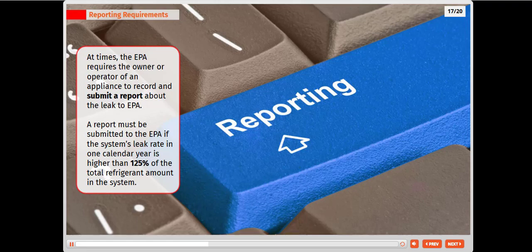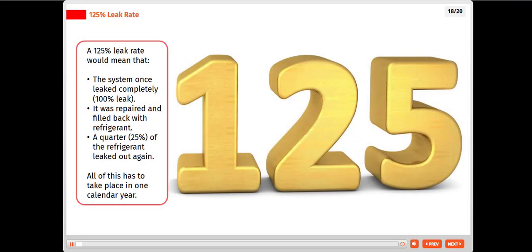A report must be submitted to the EPA if the system's leak rate in one calendar year is higher than 125% of the total refrigerant amount in the system. A 125% leak rate would mean that the system once leaked completely, 100% leak. It was repaired and filled back with refrigerant. A quarter, 25% of the refrigerant leaked out again. All of this has to take place in one calendar year.